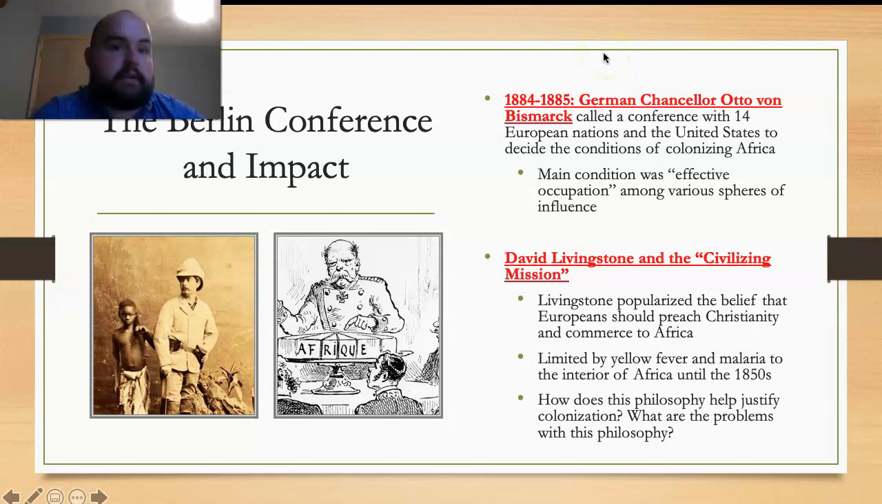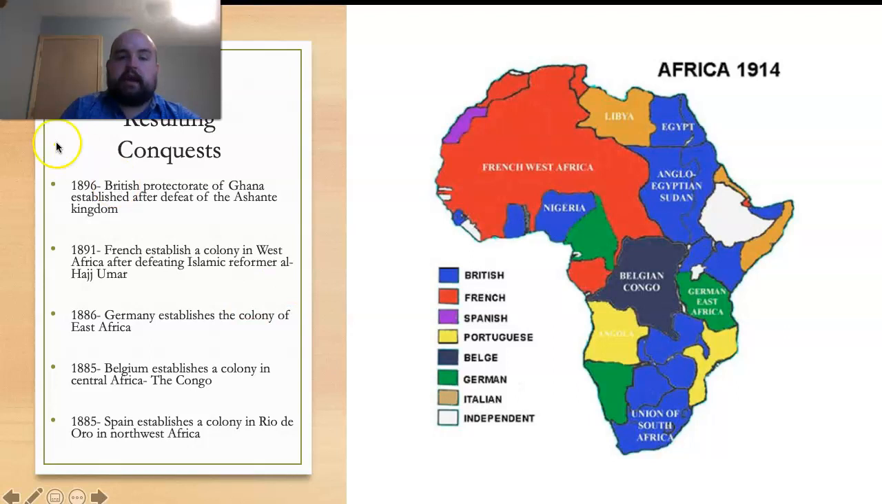No African nations were invited to this conference. So instead of trying to include African perspectives and African goals and desires, these countries essentially feel so superior that they're going to cut up Africa like a cake, as you can see in this picture, and decide the fate of entire nations and groups of people without consulting any actual African opinions. This led, of course, to great conquests across all of Africa.